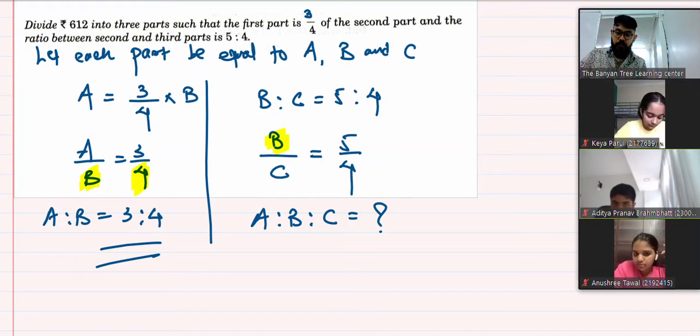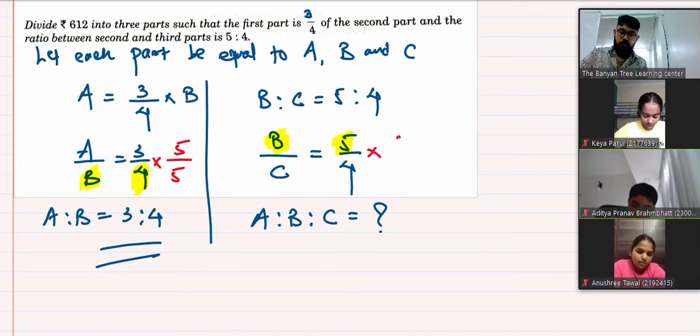B का पार्ट यहाँ पे 4 है और यहाँ पे 5 है. सो आई हैव टू मेक दिस 4 and 5 इक्वल. तो कैसे करूंगा मैं? 4 और 5 का एलसीएम ले लूंगा विच इज 20. तो ये 4 को किससे मल्टीप्लाई करूंगा? 20 बनाने के लिए 5 से. तो ऊपर भी 5 मल्टीप्लाई करना पड़ेगा, और ये 5 को 4 से मल्टीप्लाई करूंगा तो नीचे भी 4 मल्टीप्लाई करना पड़ेगा. ठीक है, सो देयरफॉर A इज टू B कितना हो जाएगा?